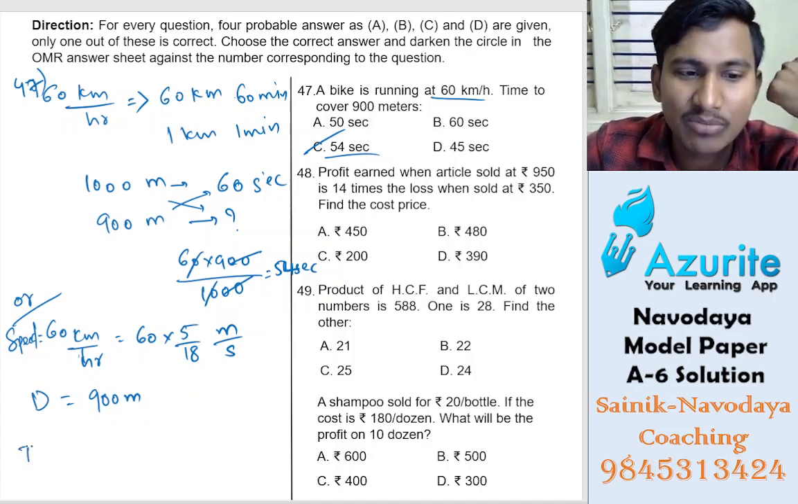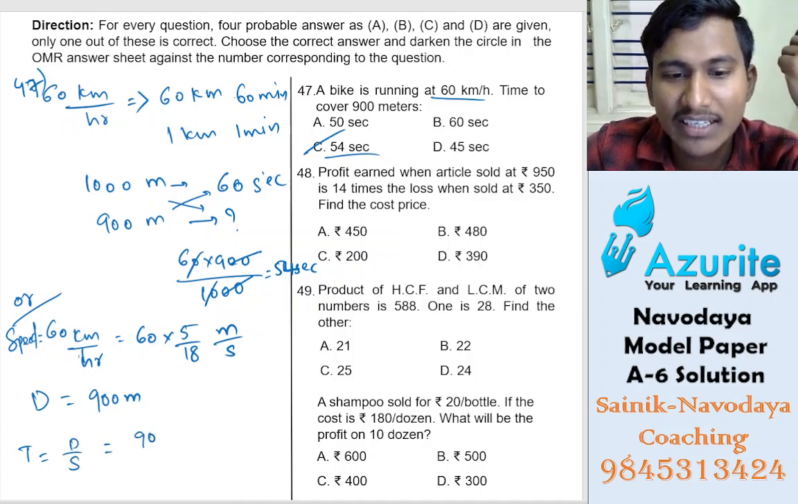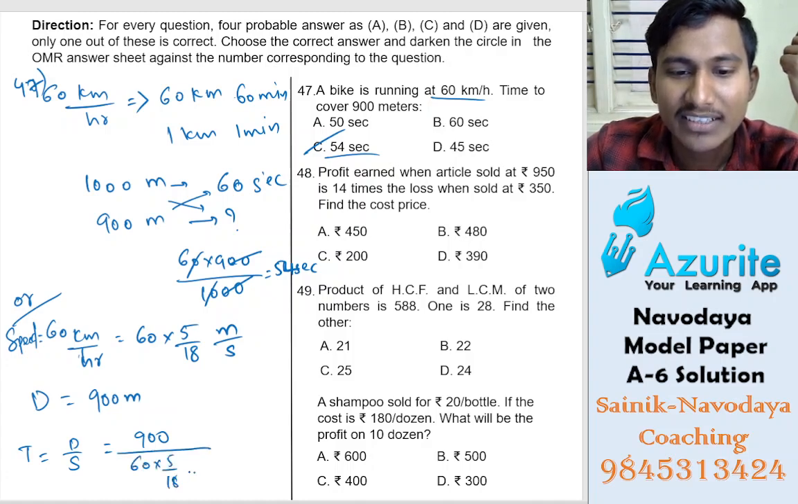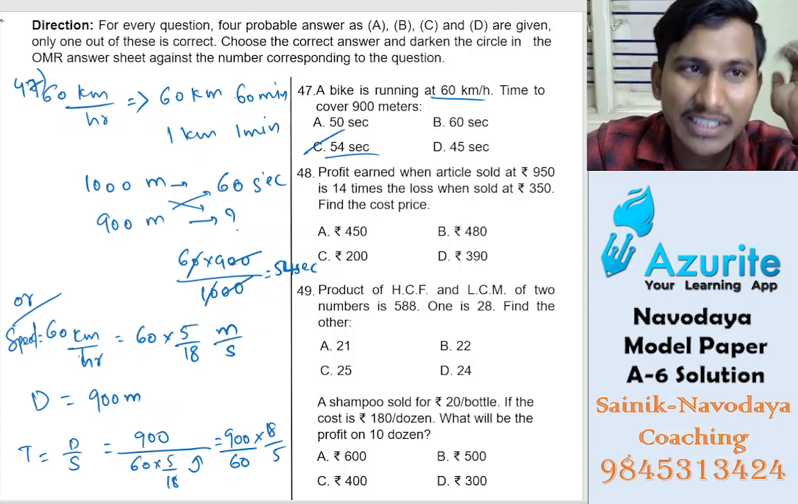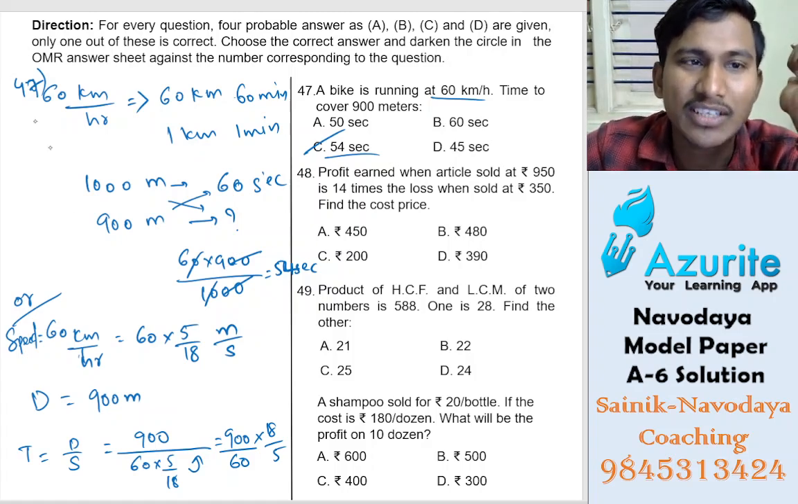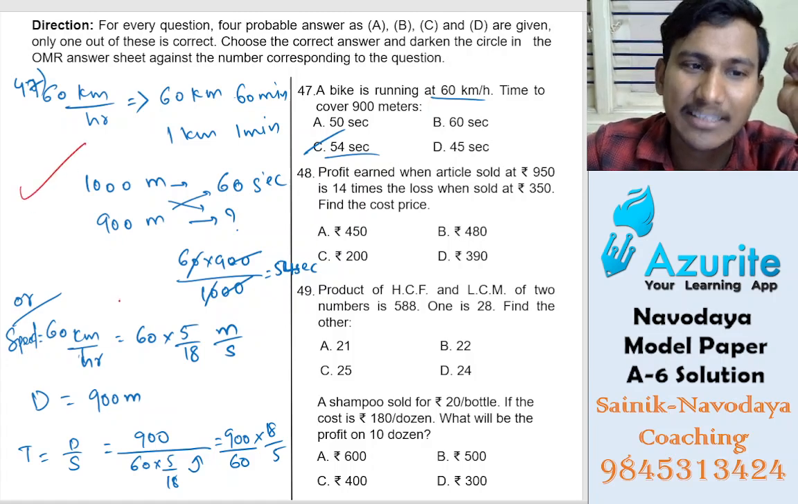So that is time. If you want to find time, distance by speed: 900 divided by speed, which is 60 into 5 by 18. If you take the reciprocal, 900 into 18 by 5, and 60 will come here. Now it will be cancellation, it will be a little difficult, so that is why you do the first method. This is easy, right?